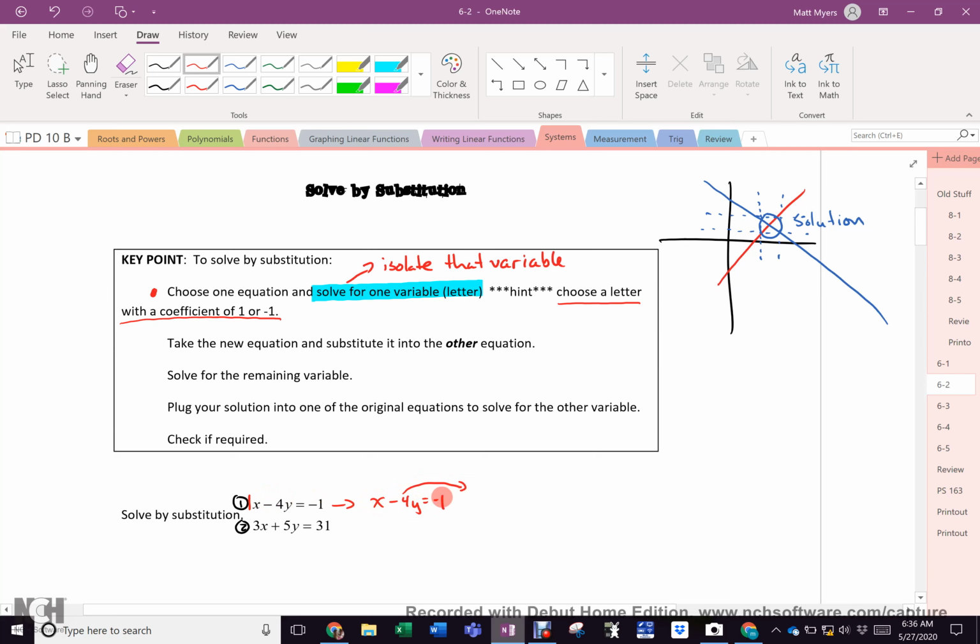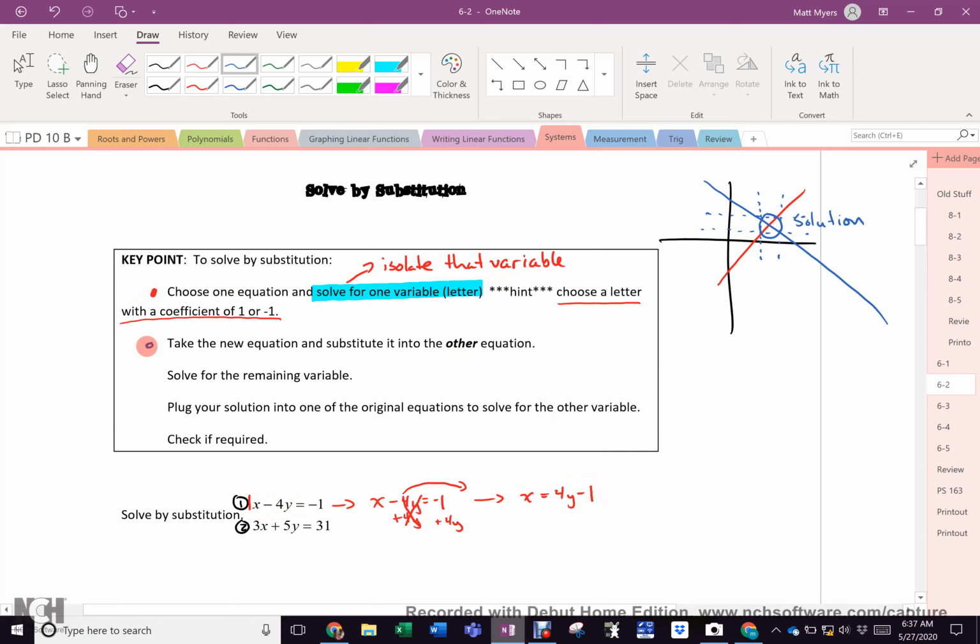Now, a lot of you still say, ooh, what are you doing? You can't just move something. Of course I can, because what I'm really doing is adding 4y to this side. -4y plus 4y eliminates that. But if I add 4y to this side, I've got to add 4y to this side. And I end up with this new equation, which is x equals 4y minus 1. Now you can see it's got all the same parts. All right? So that's step 1. We've isolated one of the variables.